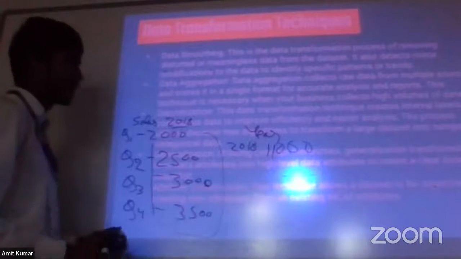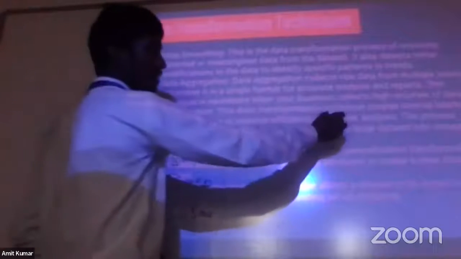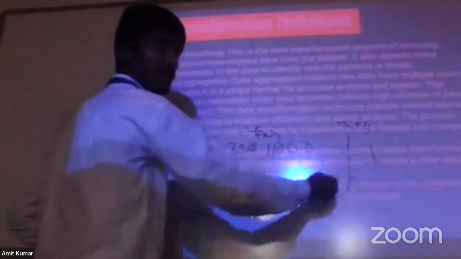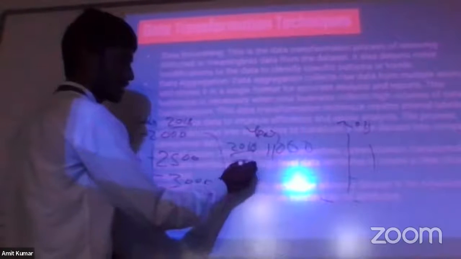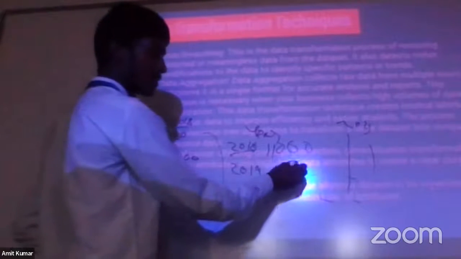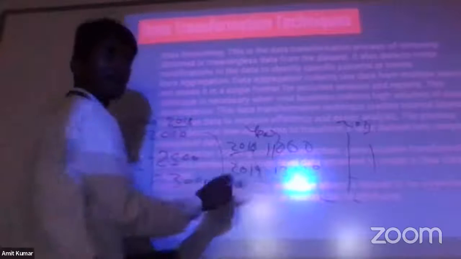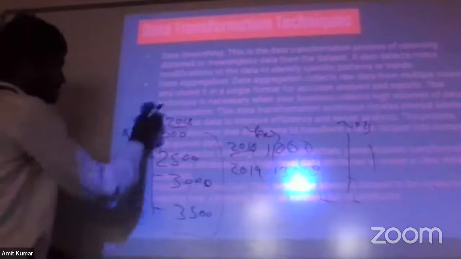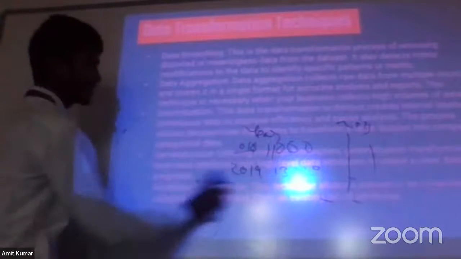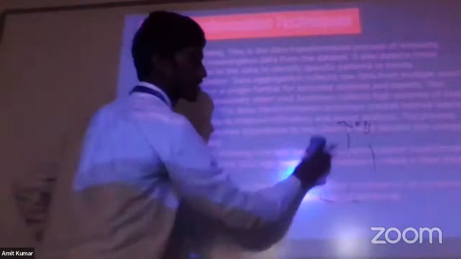11,000 is our 2018 sales, and next we have 2019 sales, and we have the information of data. Then 2019 sales is 12,000. Then we have compared the data year on year. Therefore, this is data aggregation.